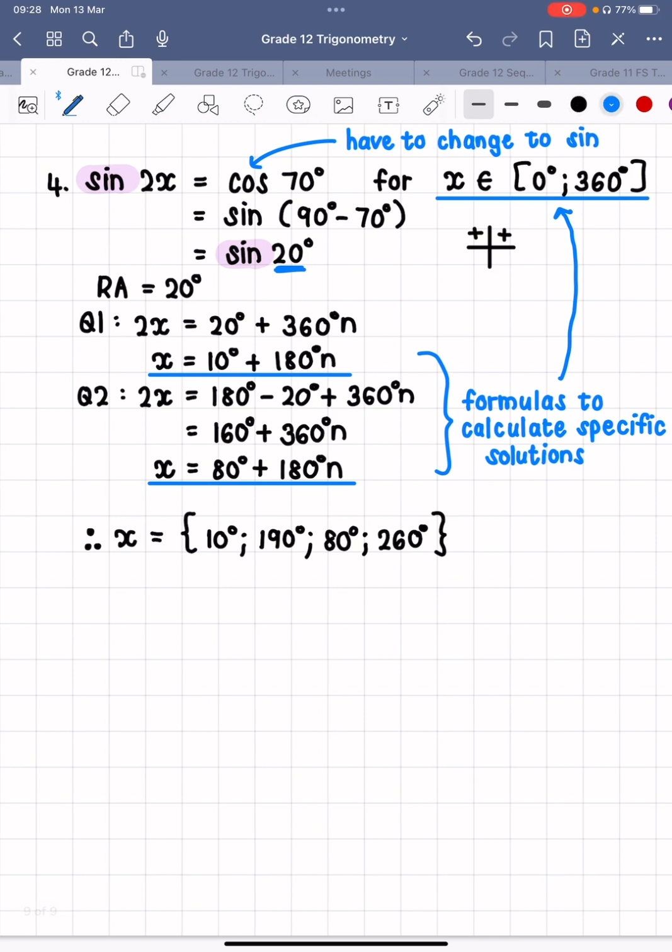So guys, I'm just going to write where each of these values came from. The 10 degrees we got from the quadrant 1 solution when we made n equal to 0. I would like you please to write this in as well so that when you look back at these examples, you know exactly what we did. For the 190, also the quadrant 1 solution when we made n equal to 1. The 80 we got from the quadrant 2 solution when we made n equal to 0. And the 260 was also from the quadrant 2 solution when we made n equal to 1.